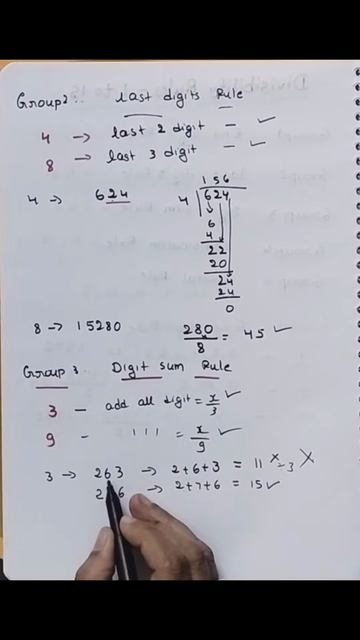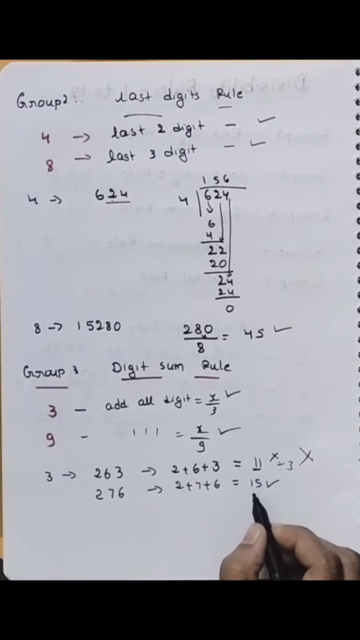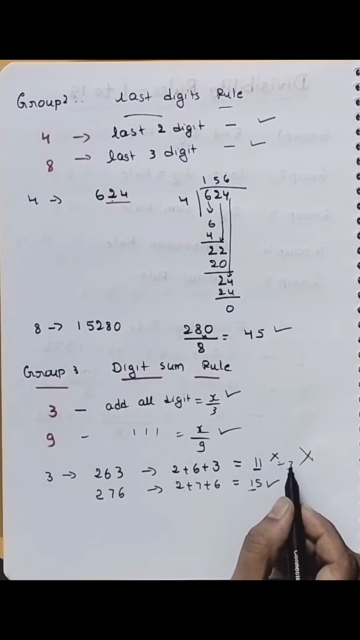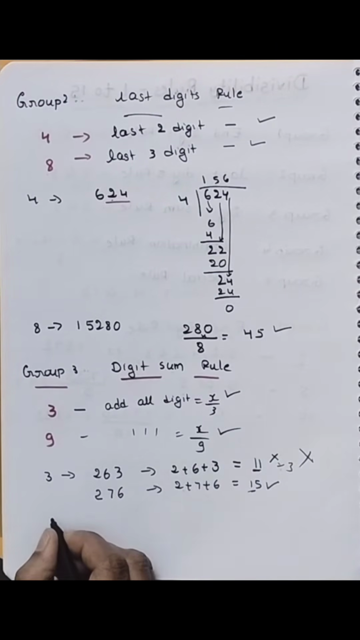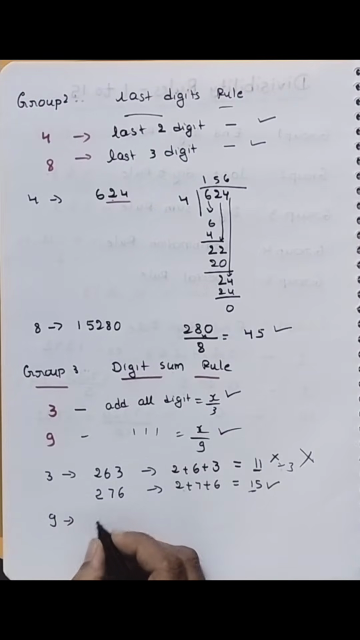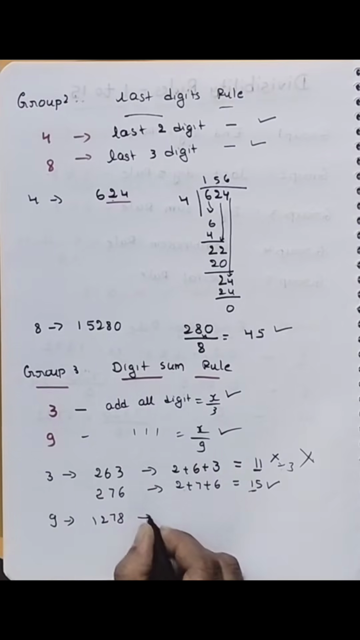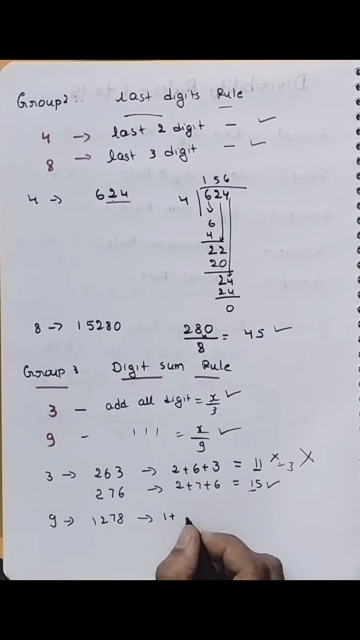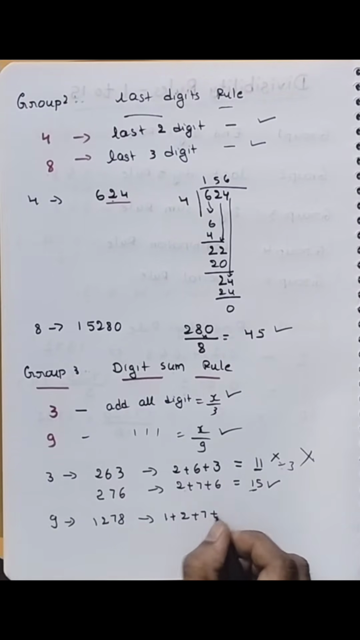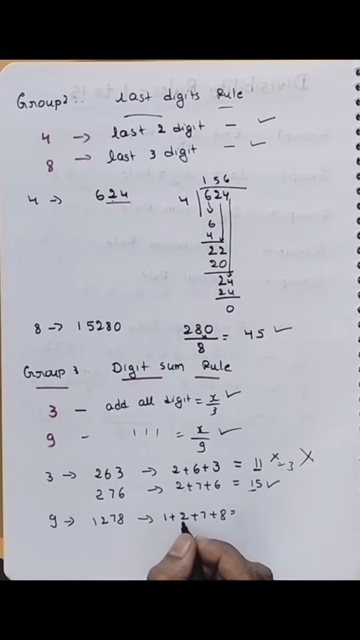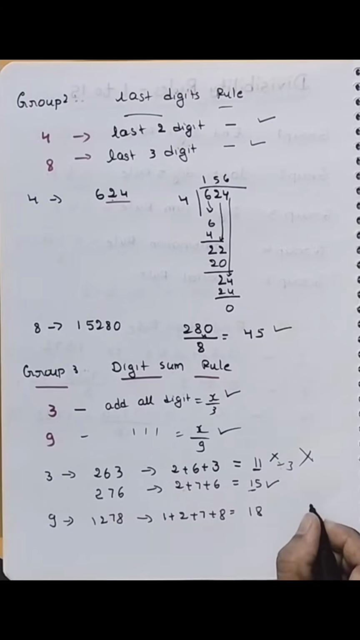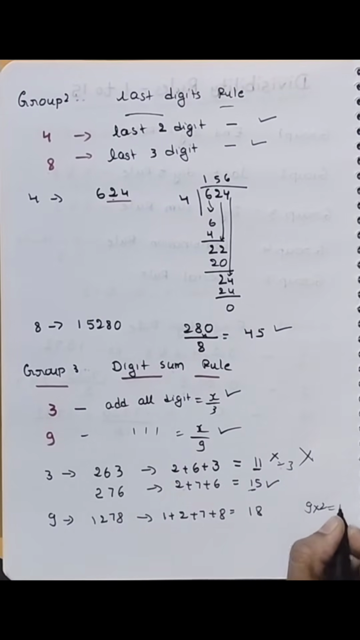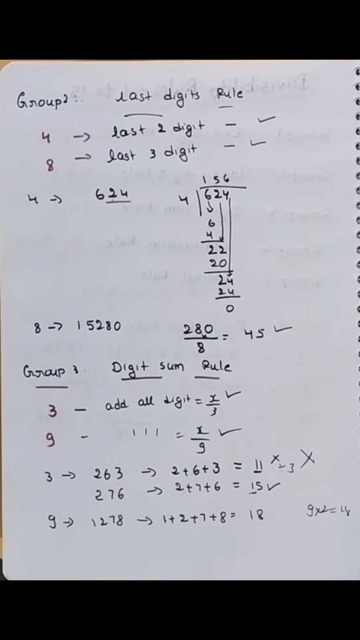We have to add all the digits and check the sum. If it is divisible by 3, then the entire number is divisible by 3. Similarly for 9, for example, if you are taking 1, 2, 7, 8, we add the digits 1 plus 2 plus 7 plus 8. So 1 plus 2 is 3, 3 plus 7 is 10, and 10 plus 8 is 18, and we know that 9 twos are 18. So the entire number is divisible by 9.